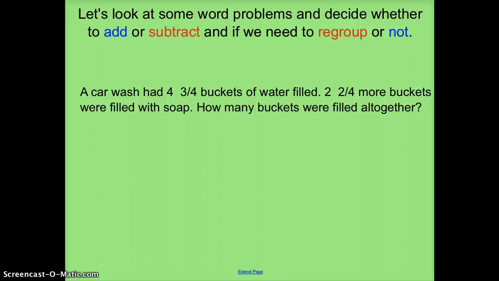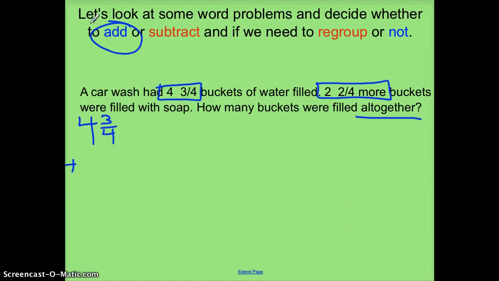Let's look at one more problem. The car wash had 4 3/4 buckets of water filled. 2 2/4 more buckets were filled with soap. How many buckets were filled all together? That sounds like addition. I'll set up my problem. 4 3/4 plus, because we decided we need to add, 2 2/4. Well, 3/4 plus 2/4 would be 5/4, and 4 plus 2 is 6. So that's not going to work.